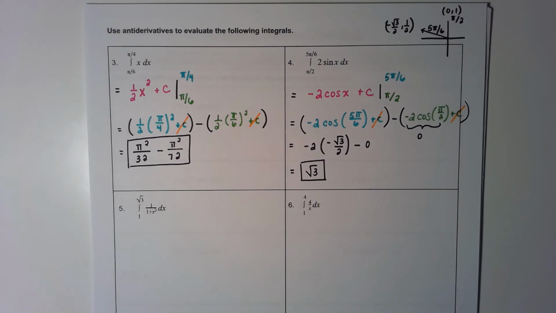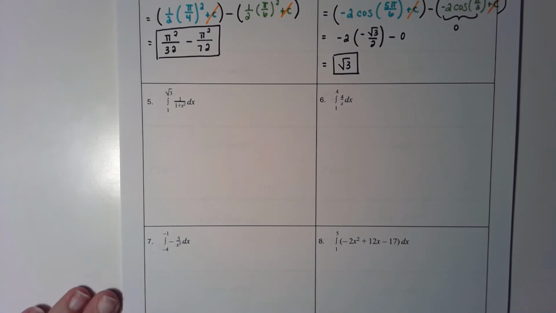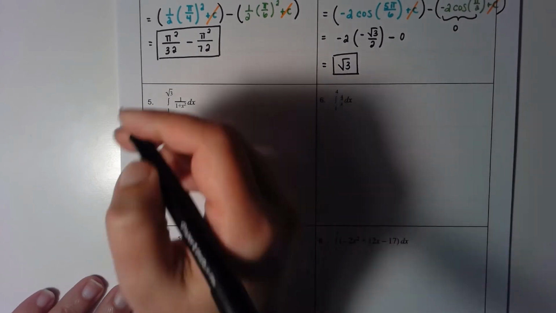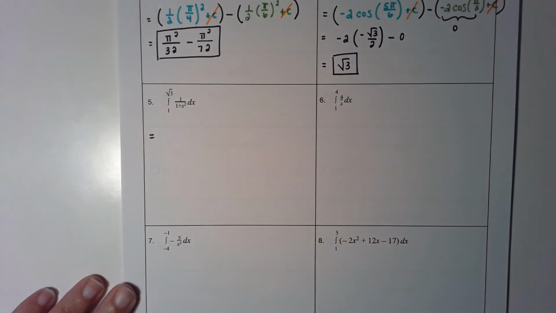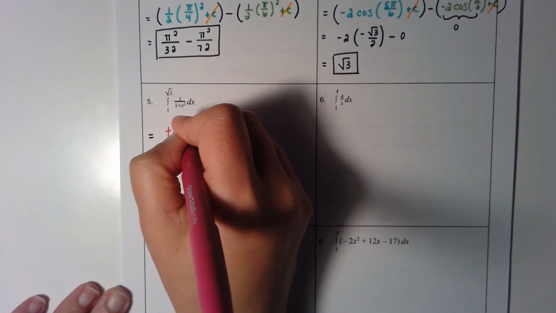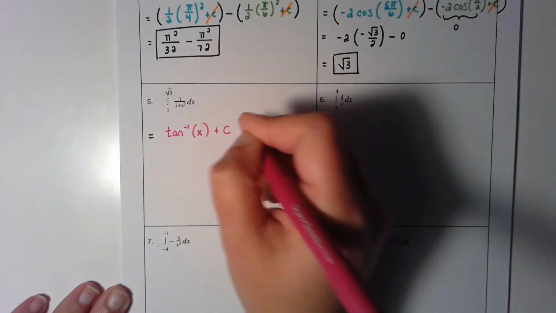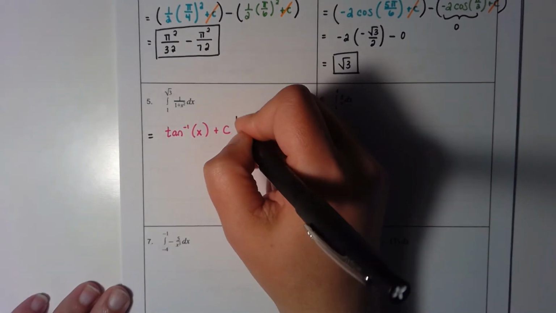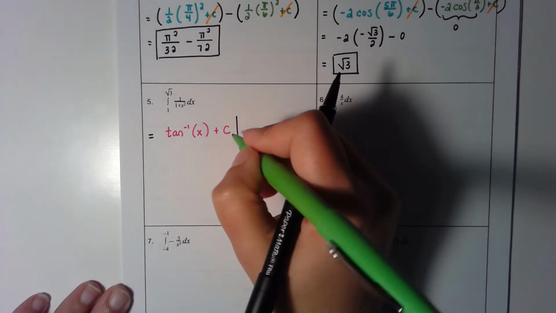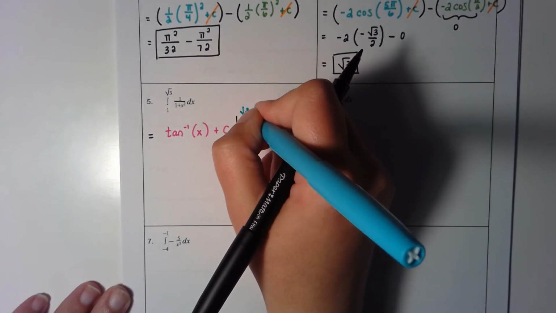For problem number 5, we are talking about the antiderivative of 1 over 1 plus x squared. Now, this is an example of an inverse trig function. In this case, it would be inverse tangent. So we would have tangent inverse of x plus c evaluated between my lower bound, which is 1, and my upper bound, which is the square root of 3.